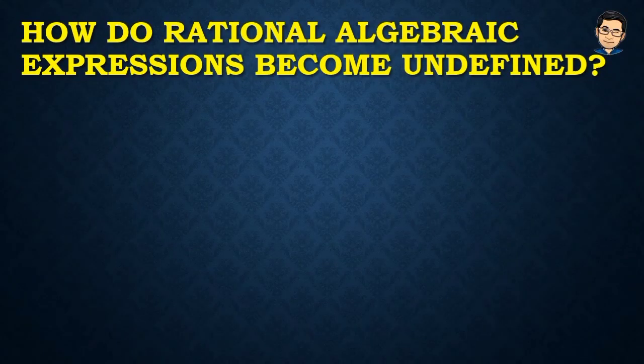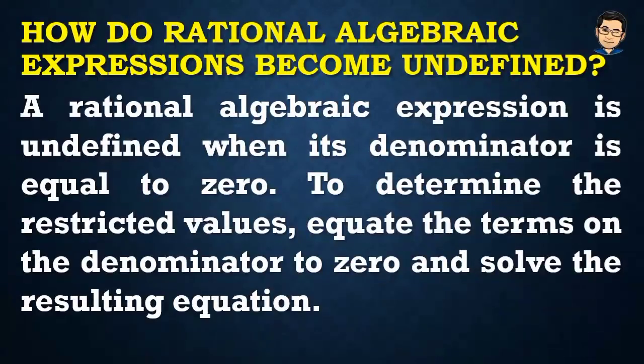So, after we evaluate rational algebraic expressions, so the next question will be, how do rational algebraic expressions become undefined? A rational algebraic expression is undefined when its denominator is equal to 0. To determine the restricted values, equate the terms on the denominator to 0 and solve the resulting equation. So, meaning nga po ng rational algebraic expressions, so it can be written as P over Q, wherein P and Q are polynomials, and then meron siyang condition na Q should not be equal to 0 kasi nga magiging undefined.